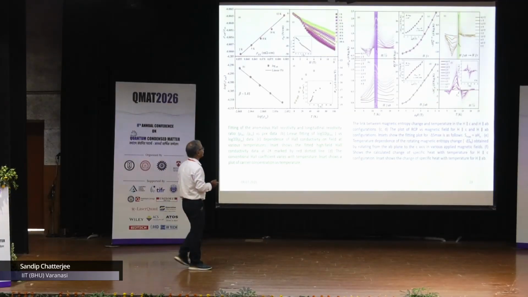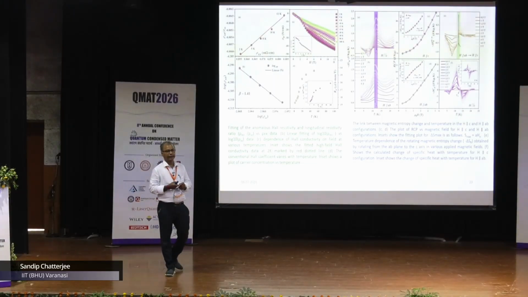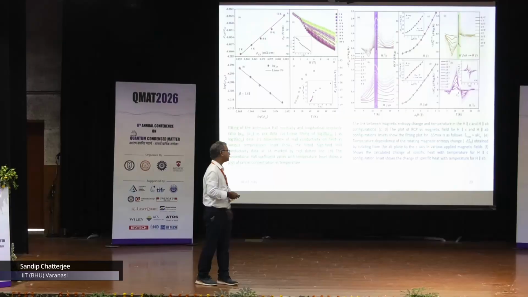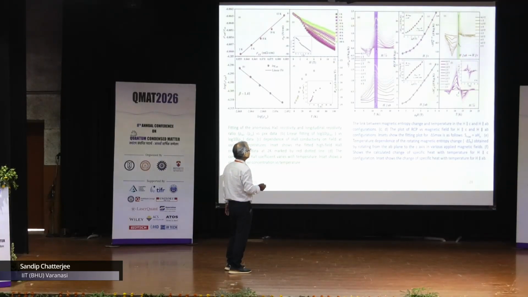This is the magnetocaloric effect. Again, at the transition temperature we get the maximum value, and we get sometimes a positive slope, sometimes a negative slope. This slope is due to the different magnetic states: ferromagnetic, antiferromagnetic, canted antiferromagnetic. From the thermodynamics, the specific heat also gives a similar kind of behavior.